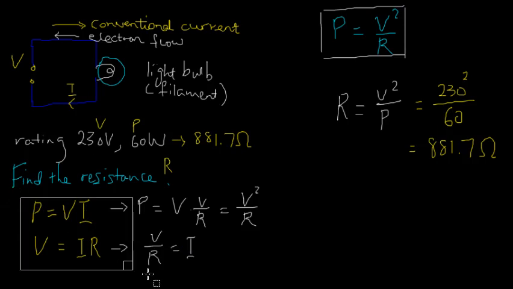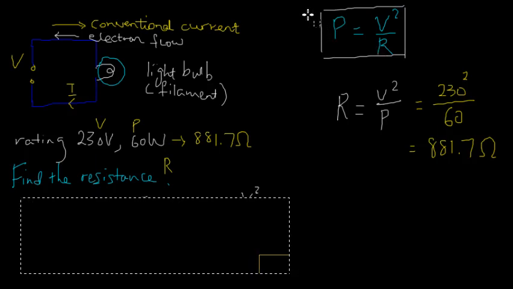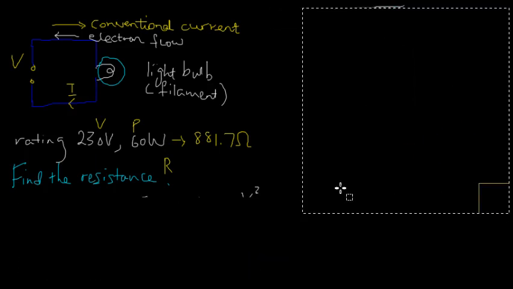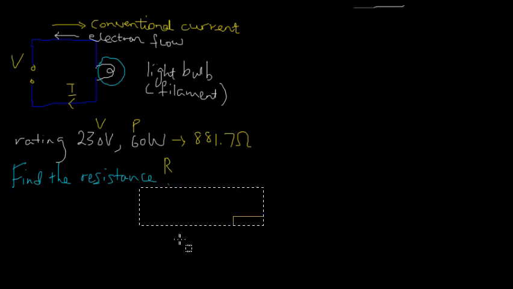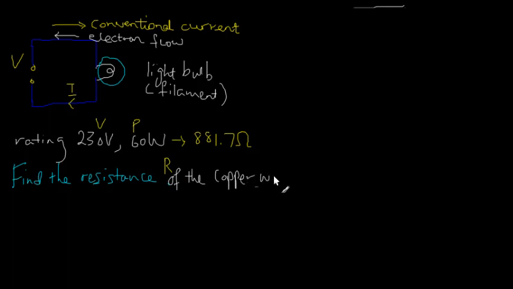Oops. Okay. First, let me clear some space. Okay. So what I want to do now is again to find the resistance, but this time I want to find the resistance of the copper wire. I don't actually have any information on the copper wire yet. What I'm going to do is try and make a reasonable estimate. But where do I start?